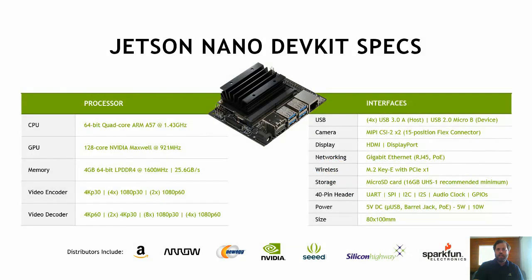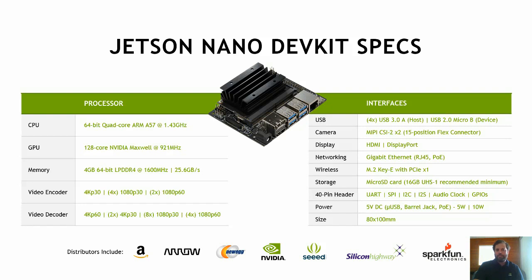The $99 dev kit includes a Jetson Nano compute module, along with a reference carrier board that has 4 USB 3 ports, HDMI and DisplayPort, Gigabit Ethernet, M.2 with PCI Express, MIPI CSI camera connector, 40-pin GPIO header including I2C, SPI, and UART, and a micro SD card slot.